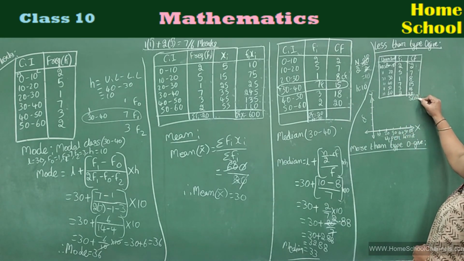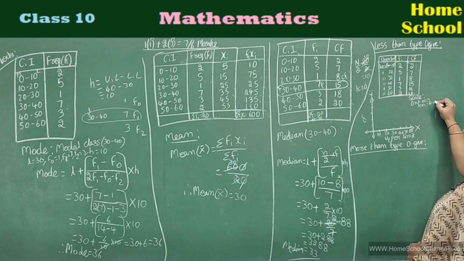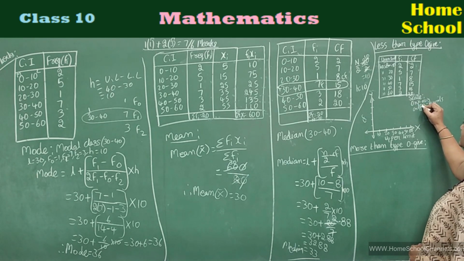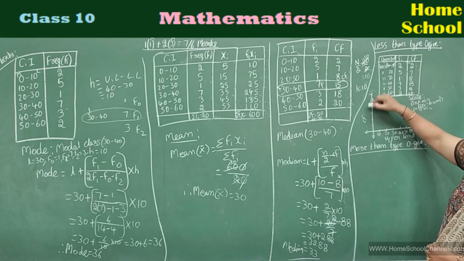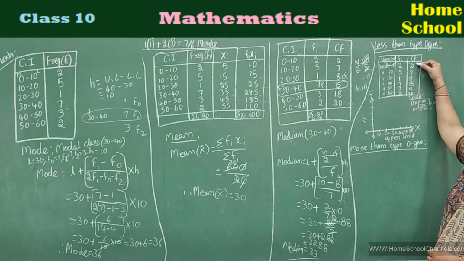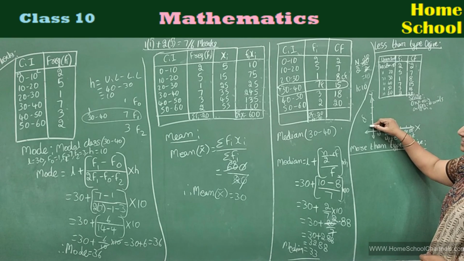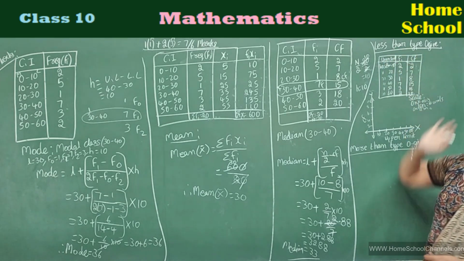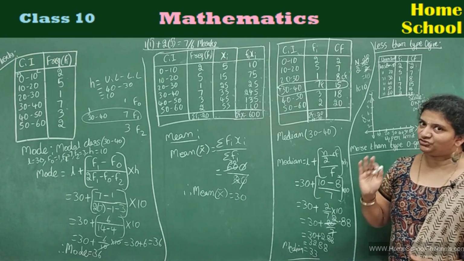Scale. On x-axis, 1 centimeter is equal to 10 units. And on y-axis, 1 centimeter is equal to, how much you need to take? See here, y-axis we need to plot cumulative frequency. 2, 7, 8, 15, 18, 20 you can see. So each unit you can take 2, 4, 6, 8, 10 like this up to 20 you take. Okay, this is a rough figure, but you do properly in a graph sheet.